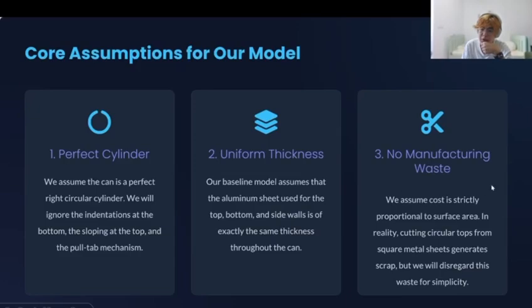Third, we assume zero material waste during the manufacturing process. The cost is calculated strictly based on the final geometric surface area of the cylinder, ignoring the scrap metal left over from cutting circular tops from rectangular aluminum sheets. By establishing these parameters, we successfully transform a complex manufacturing issue into a precise multivariable optimization problem.